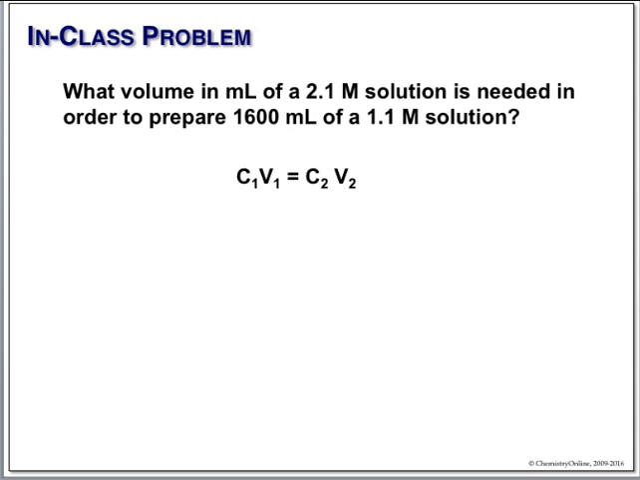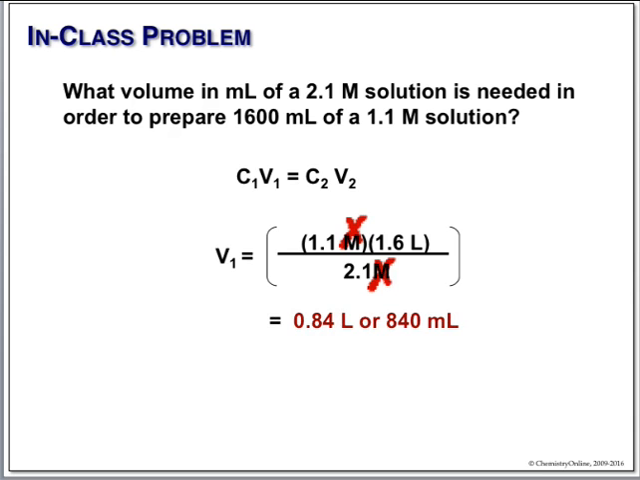C1, V1, C2, V2. In this problem, we're looking for a volume here. We have a concentration and volume that gives us moles, and we have a concentration which is missing volume. So our initial volume, V1, is simply going to be 1.1 molar times 1.6 liters. Again, concentration times volume, this is just moles, isn't it? And here we're going to divide this by our molarity, 2.1. That's C1. So it's 1.1 times 1.6 divided by 2.1. This is 0.84 liters.